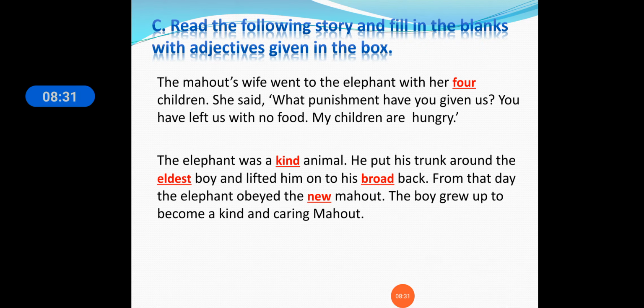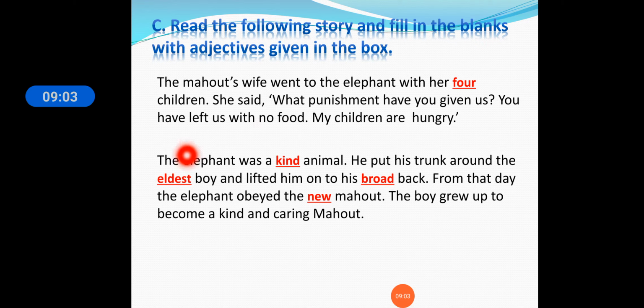So, in the second paragraph you can see the mahout's wife went to the elephant with her 4 children. She said, "What punishment have you given us?" Punishment means, directly or indirectly it was the punishment for the mahout's wife, because there was no money in the house. So, she said, "You have left us with no food, my children are hungry." So, she was complaining to the elephant that he has given her the punishment.